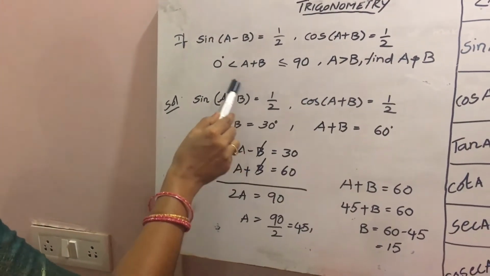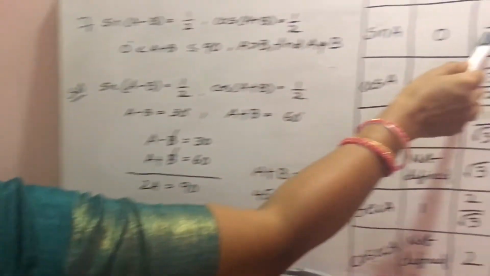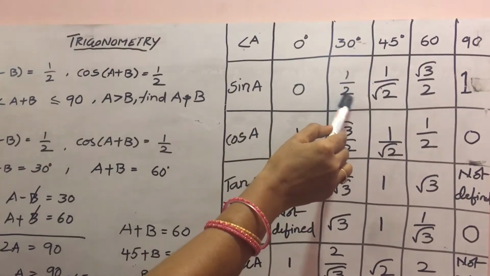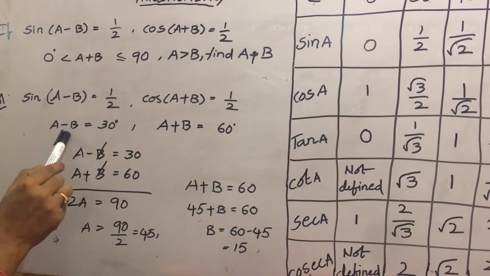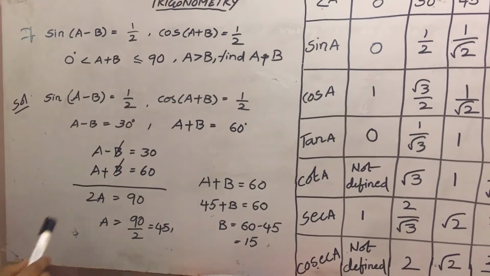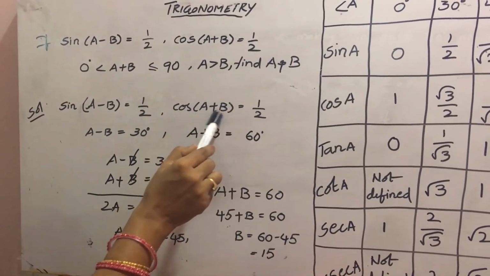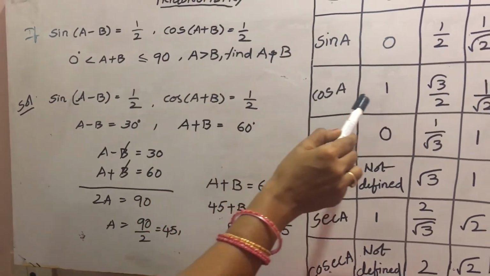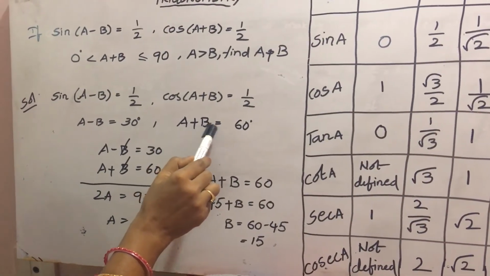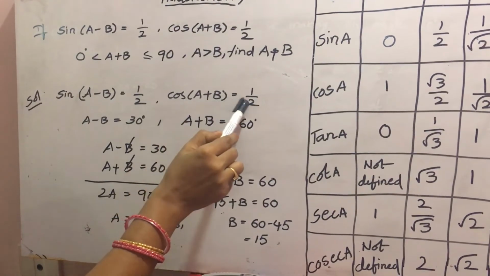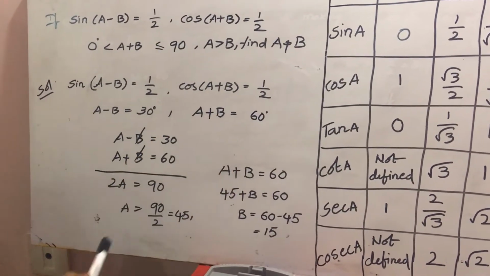See here, for which value of a minus b is the sine function equal to 1 by 2? For sin 30, its value is equal to 1 by 2. In place of a minus b, what we have to write? A minus b is equal to 30 degrees. Similarly, cos(a plus b) is equal to 1 by 2. For which value of a plus b is it 1 by 2? For a plus b equal to 60 degrees, cos 60 degrees is equal to 1 by 2. So we have to write here a plus b is equal to 60.